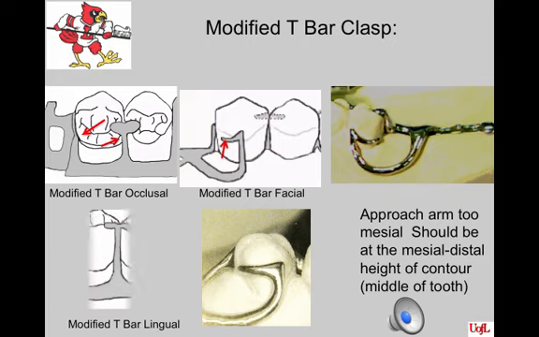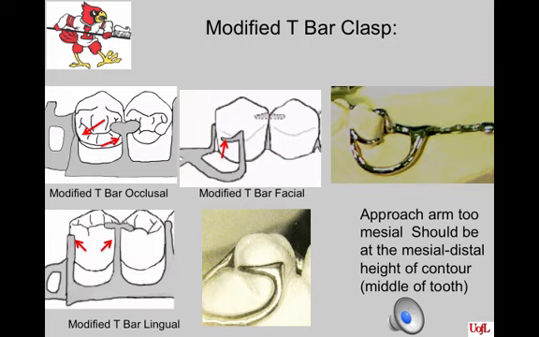The view of the lingual shows how reciprocation works, and one advantage of this form of reciprocation is that there's less metal contact because the arm has been omitted. The approach arm should be in the middle of the tooth, and the picture on the upper right shows that it is far too mesial on that surface of the tooth. This will provide unwanted forces on the tooth during function.